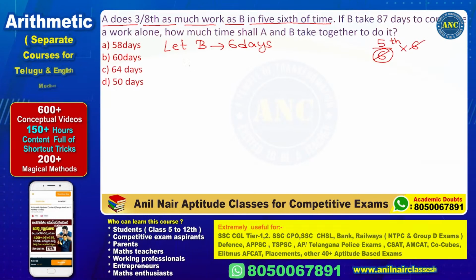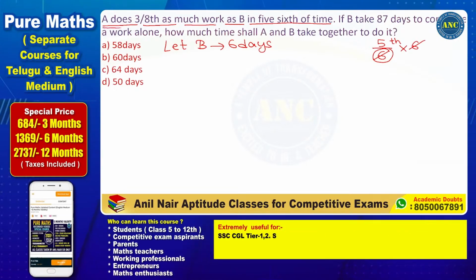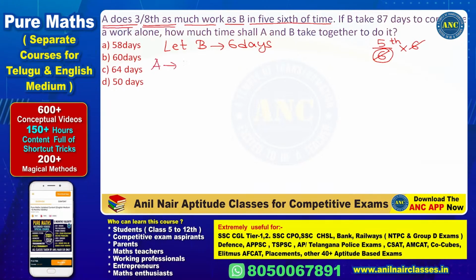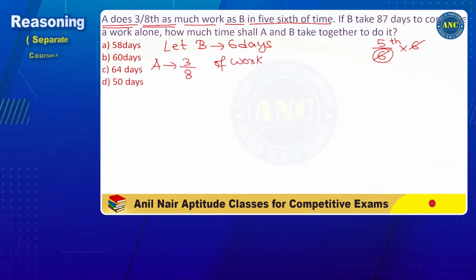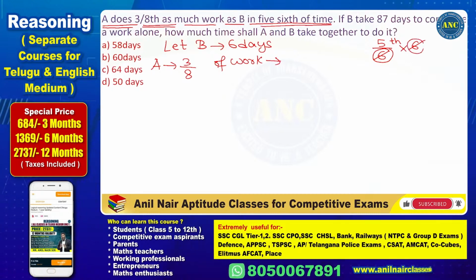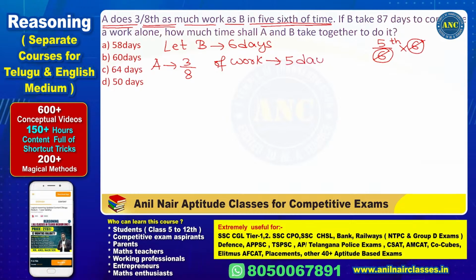Therefore, I will not use fractions. I will only work with whole numbers. Now, let us read the statement once again. A does 3/8 as much work. So that means A will do 3/8 of the work in 5/6 of the time. Time I am taking as 6 days for B, so 5/6 of 6 will become 5 days for A.